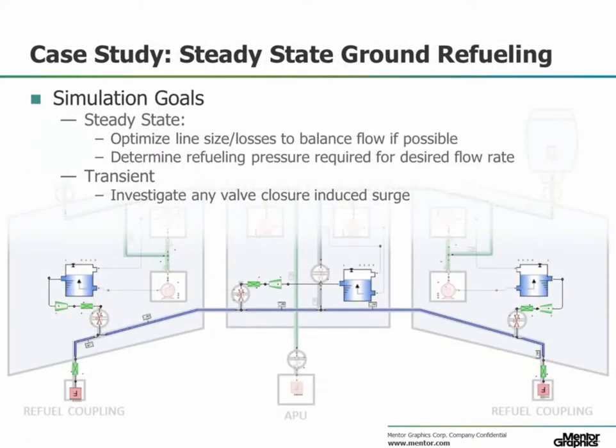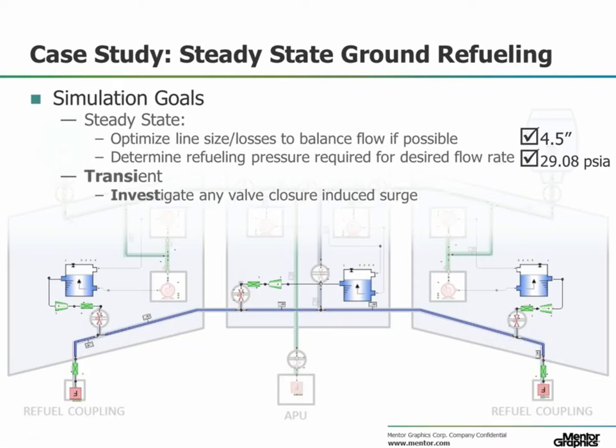With an initial flow balance done and our pipe sizes and filters optimized to deliver our desired flow rate and back pressure that meet our needs, we can move on to dynamic or transient simulation. We can use transient to look at many things like time to refuel or transfer between one tank and another, but here we will apply it to the serious issue of valve closure-induced surge.